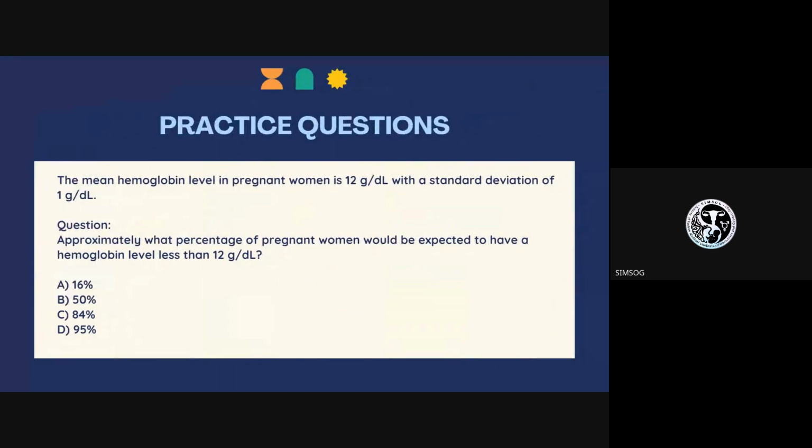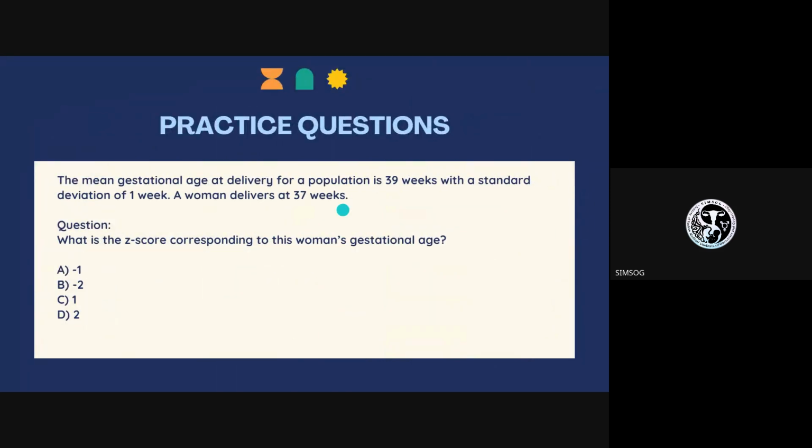Okay. Like for those who do not understand, the actual weeks she delivered was at 37, when the mean is 39. So she delivered at minus 2 weeks. But the standard deviation is 1 week, right? So the Z score would be, if you divide it by 1 week, just minus 2, right? So the answer is B, minus 2.